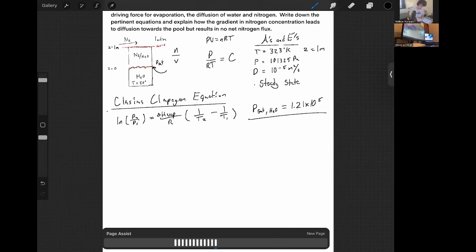Now that we know this value, what we can say for the concentration is that it equals 1.21 x 10 to the power of 5 Pascal over R multiplied by temperature. Give me 1 second. I'm going to go and calculate this.